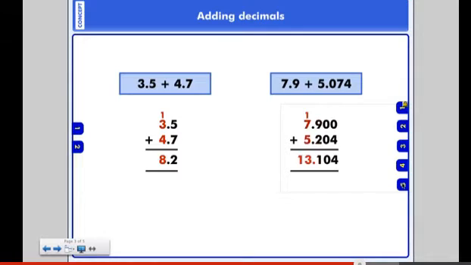13. Step 4, I want to make sure I've got my decimal point where I need it. Dropping it straight down. Excellent. So we got an answer of 13 and 104 thousandths. Does that answer make sense? We estimated 8 plus 5 is 13. Well, sure. This is definitely in the right ballpark.